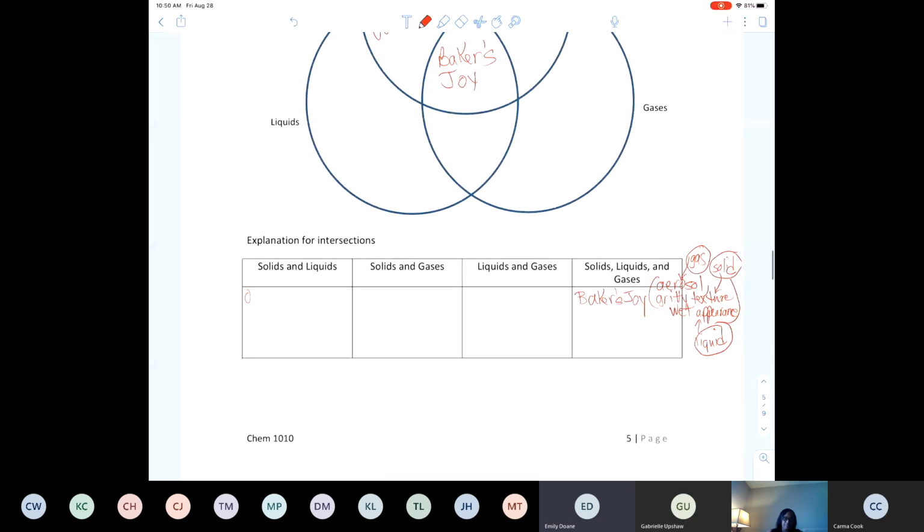Yes. The texture was very rubbery. So that gives us characteristics of a solid. I was able to shape it into a ball. Those are all solid characteristics, but it flowed like a liquid.